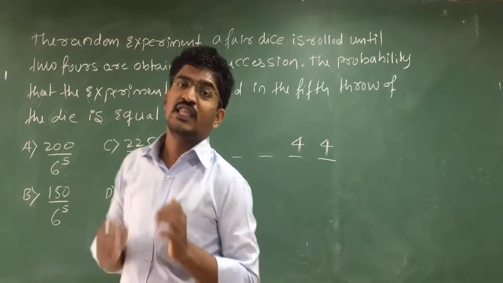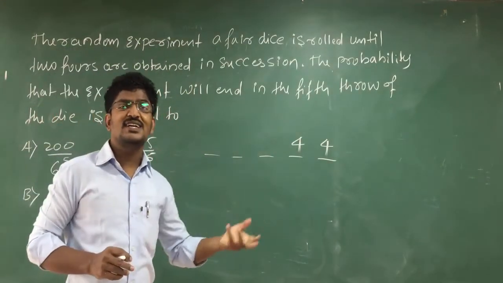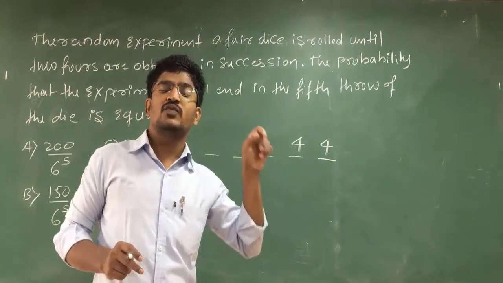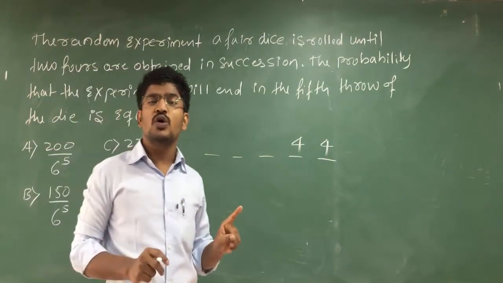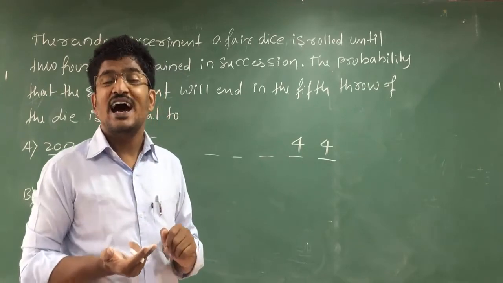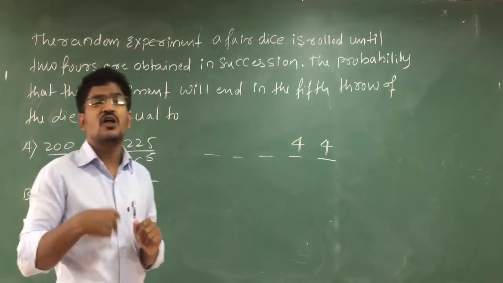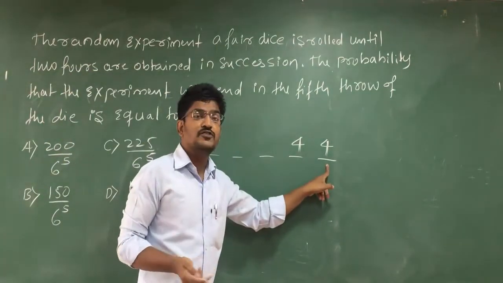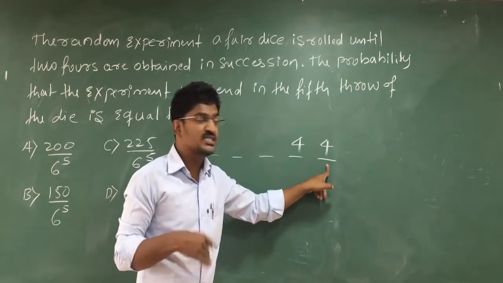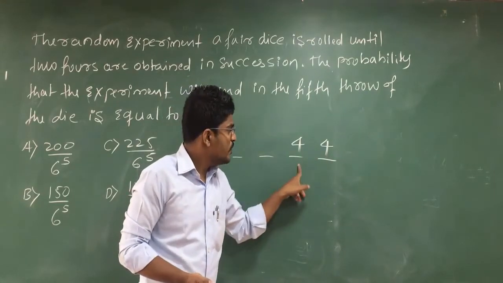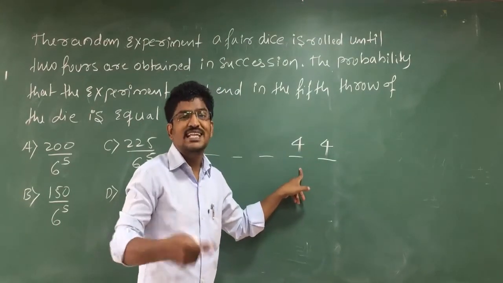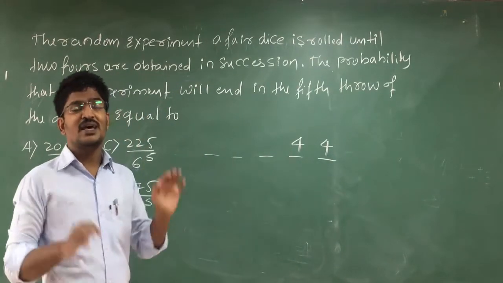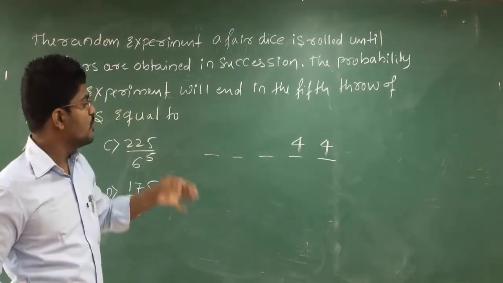That means there is a random experiment where the dice is rolled and that random experiment will end at the 5th throw, and 4 occurs in succession 2 times. See, in the 5th throw the random experiment has already ended. So you have 4 in succession 2 times. Clear? So this is your random experiment, and you have to calculate the probability of this kind.